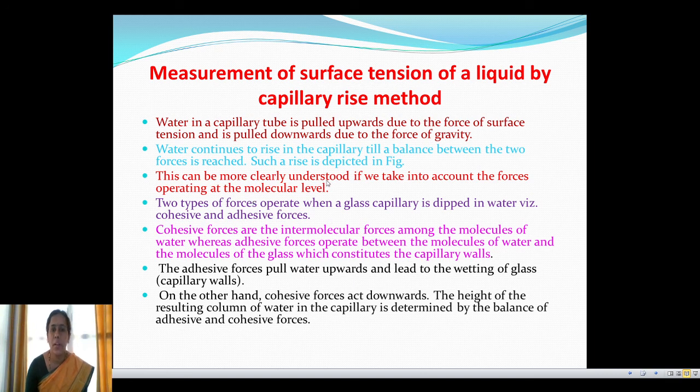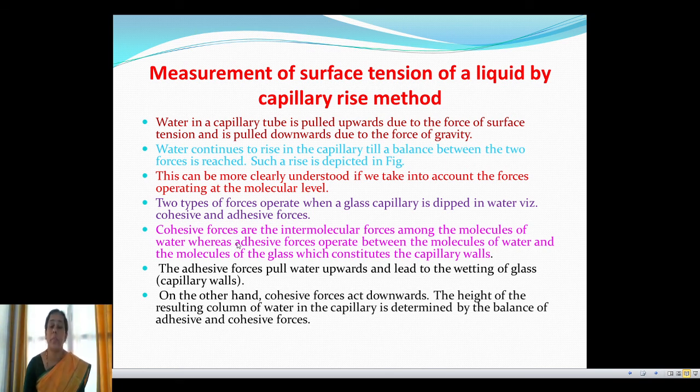This can be more clearly understood if we take account of forces operating at the molecular level. Now, two types of forces operate when a glass capillary is dipped in water. We have discussed in principle which forces these are: cohesive forces and adhesive forces. Now, what are the cohesive forces? Cohesive forces are the intermolecular forces.